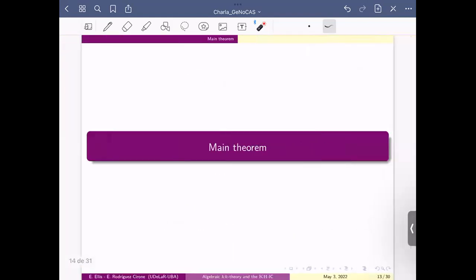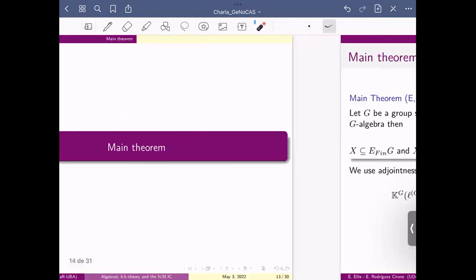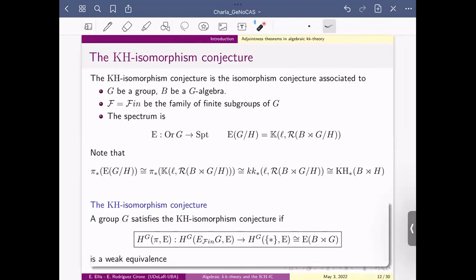Yes. In the main theorem, in this one, what we need here. What I meant was in the previous slide, is it possible that you're using this Green-Julg theorem somewhere? So in this note that you have KK star L of R of B cross G mod H is KH star of B cross product with H. How do you get from one to the other?